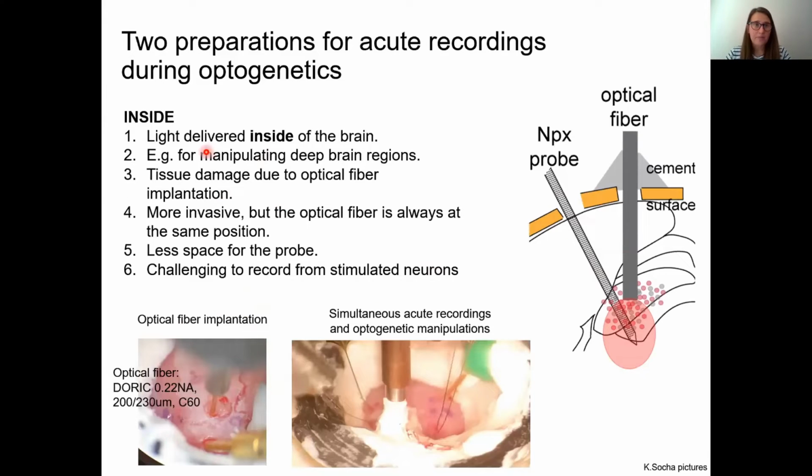And the second preparation is when you decide to deliver the light inside of the brain, and that's typically for manipulation of deep brain regions.